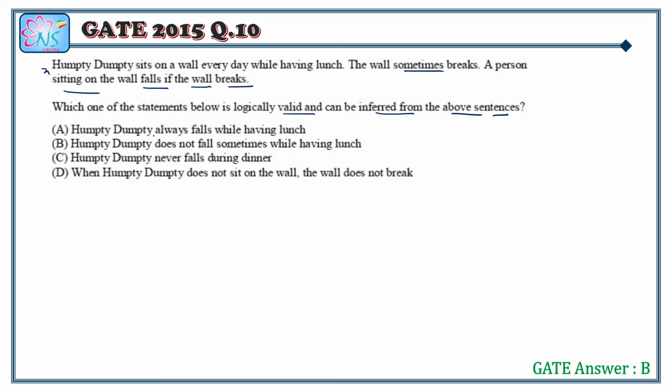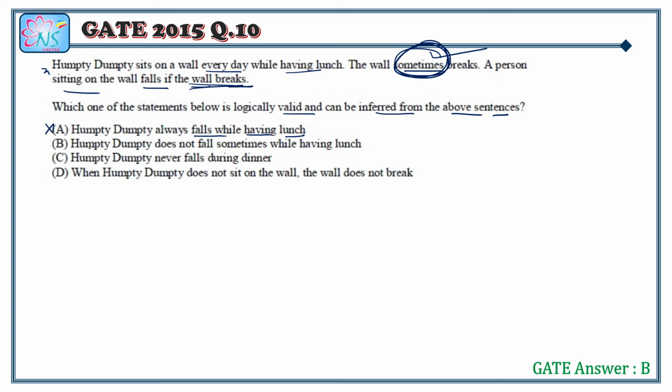First one is: Humpty Dumpty always falls while having lunch. Okay, but the statement says Humpty Dumpty sits on a wall every day while having lunch. The wall sometimes breaks, not every time. A person sitting on the wall falls if the wall breaks. So if the wall breaks, then only the person will fall, and the wall breaks sometimes, not always. So the first statement is not logically valid.